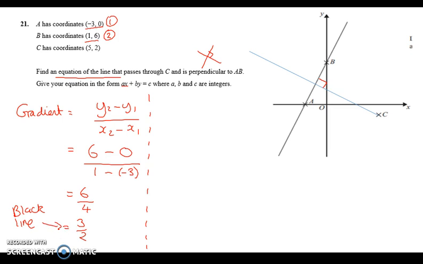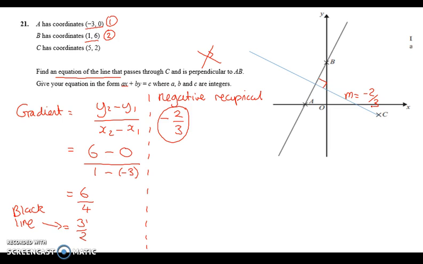I can use a rule to work out the gradient of the blue line because they're perpendicular. And the rule is that the gradient of the blue line must be the negative reciprocal of the black line. Negative means make it negative. So the gradient of the blue line must be a minus, because this one was positive. Reciprocal means just turn your fraction upside down. So minus 2 over 3. That's the gradient for the blue line. We normally call gradients m, and that's minus 2/3.